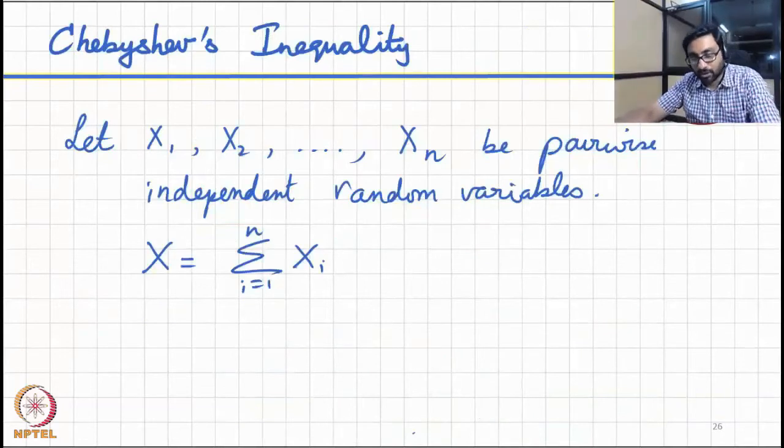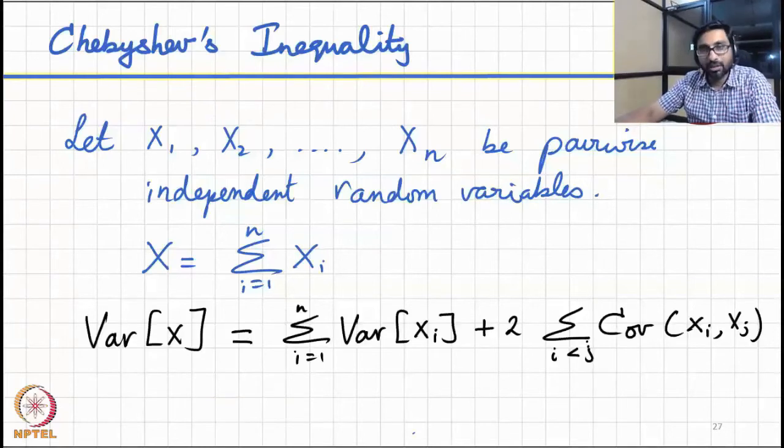So we're going to try to use Chebyshev's inequality. And for that, let's define x1, x2, and so on up to xn to be pairwise independent random variables. As usual, we are interested in the sum of these random variables, so that is denoted by x. We want to establish that the variance is clean and easy to use. So now let's look at how to compute the variance of x.